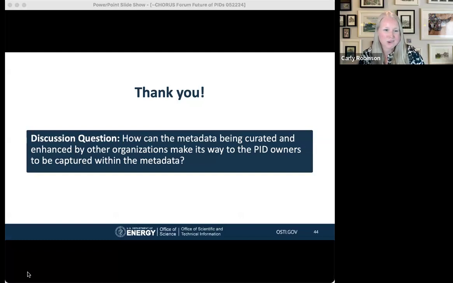But we're also doing this curation work, and I know a lot of other organizations are as well. So my question is, if your organization is enhancing metadata, how can we get that to the persistent identifiers' owners so that the metadata can be enhanced and be of the highest quality associated with the persistent identifiers? So with that, I'll hand it back to you, Alice.